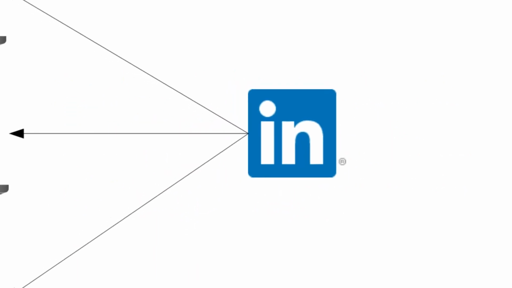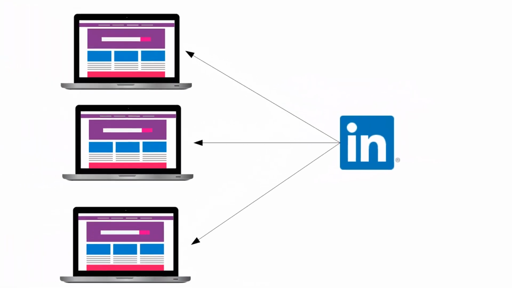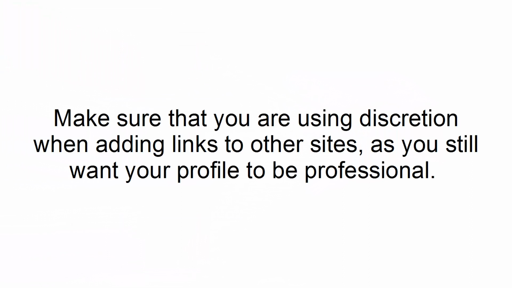Add links to relevant sites. If you have an online portfolio or work-related blog, make use of the 3 URLs that you can have on your profile and link back to them. Make sure that you are using discretion while adding links to other sites, as you still want your profile to be professional.